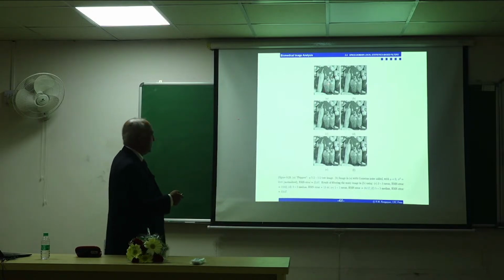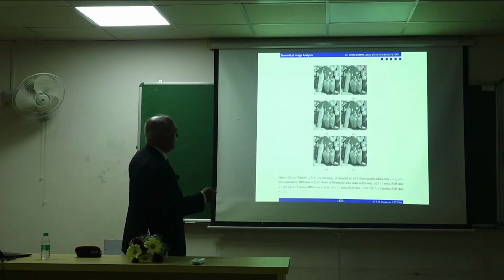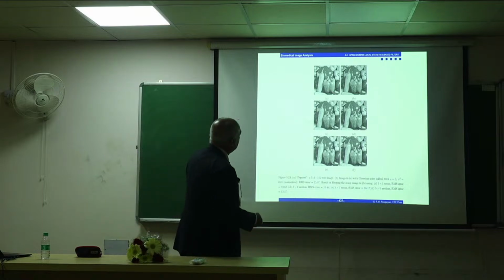So that's the original and Gaussian noise. You can see the noise there. I hope you can see from the back too. The effect of noise, mean 3x3, 5x5, median, and the median is okay.